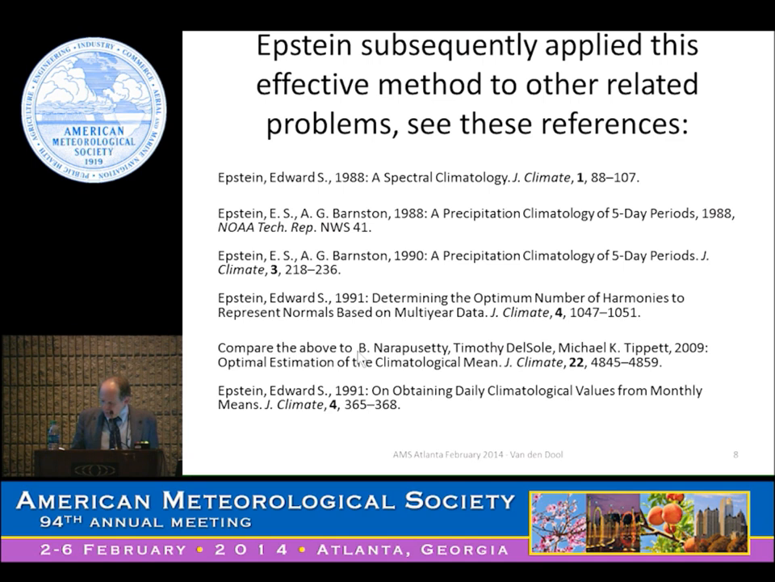Narapusetty, Tippett, and Saha have looked at this problem recently, treating climatology as a forecast in a cross-validation mode: taking 1 year out, fitting the harmonics, treating it as a forecast, and minimizing the RMS error. They also concluded that 3 to 4 harmonics are about optimum.